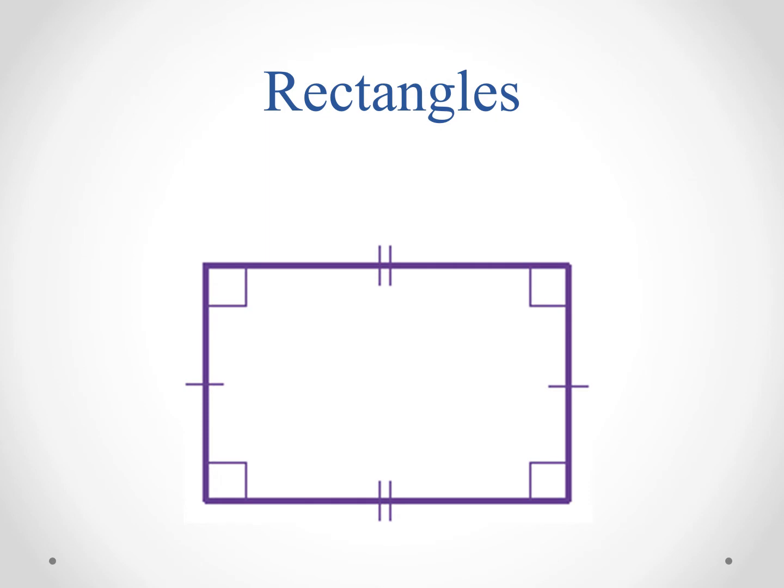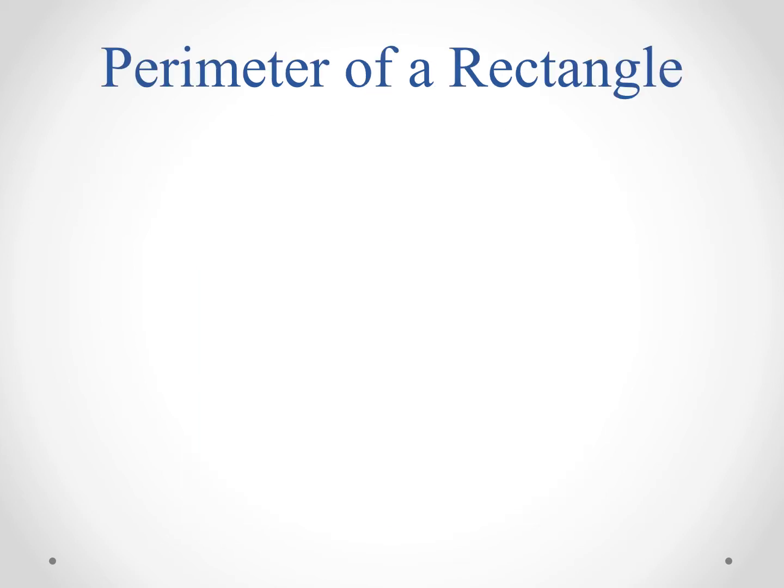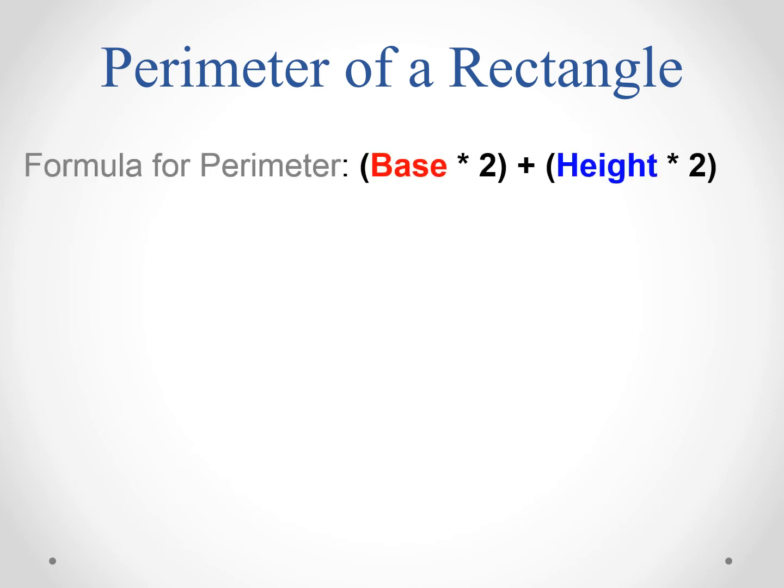This section will be about rectangles. What you need to know about rectangles is that they are four-sided figures with four 90-degree angles and two sets of opposite parallel sides that are equal in length, such as that in the picture below. In order to find the perimeter of a rectangle, you need the following formula. The formula for perimeter here is base times 2 plus height times 2.